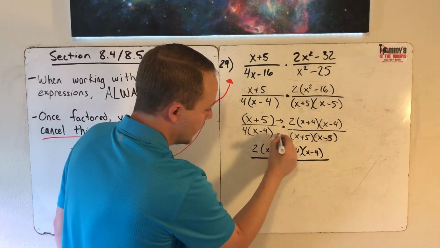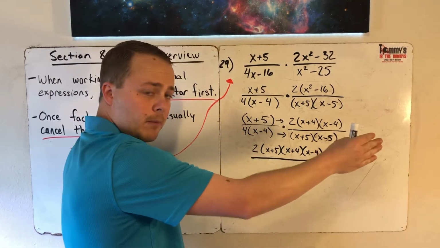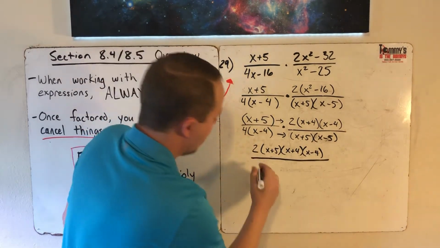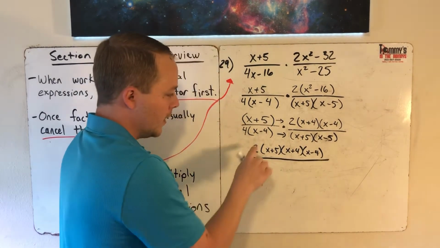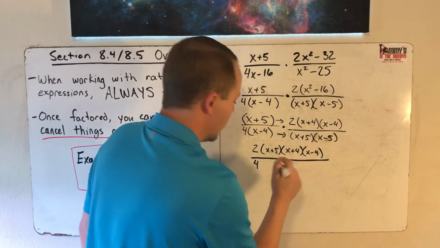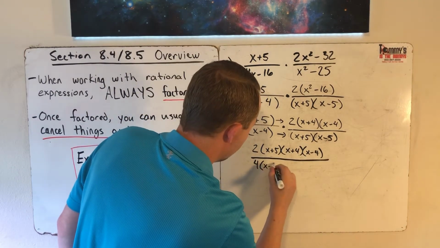Now we're going to do the same thing here. Multiply straight across the top, or the bottom, and we're going to write the constant out front, okay? And we're going to write these three binomials just right next to each other.